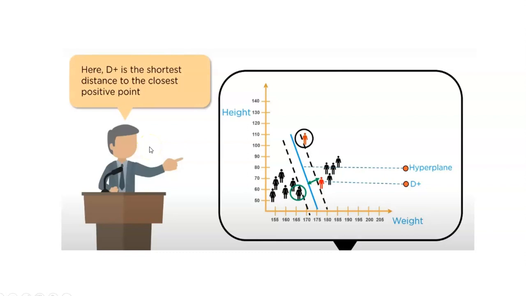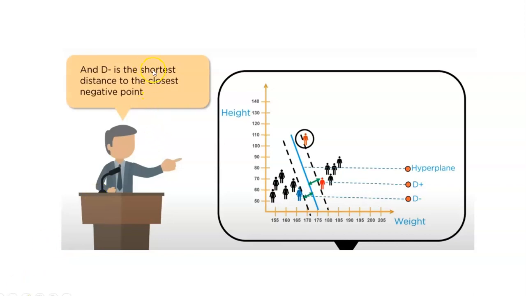And we have d plus and d minus. D plus is the shortest distance to the closest positive point, meaning the support vector from the class the new data point belongs to is considered a positive point. So d plus is the shortest distance to the closest positive point, and d minus is the shortest distance to the closest negative point. The support vector from the other class is taken as the negative point, so d minus is the shortest distance to the closest negative point.